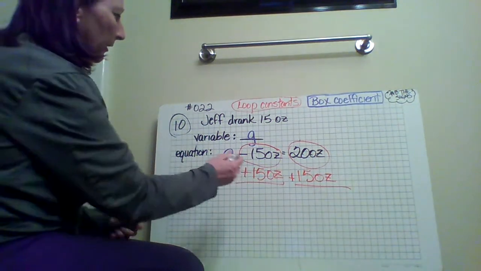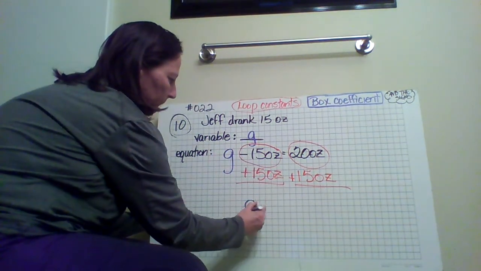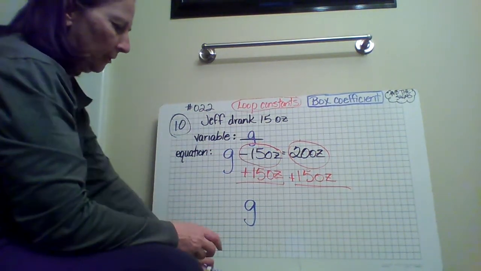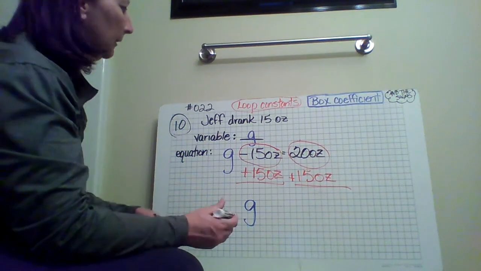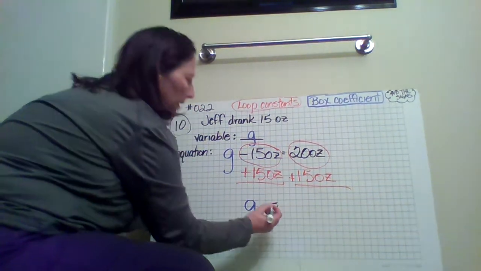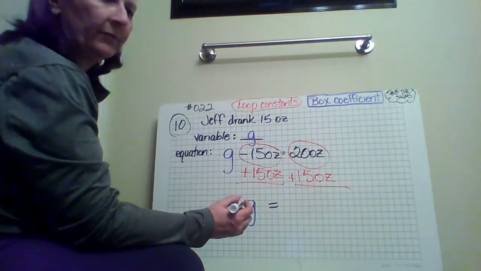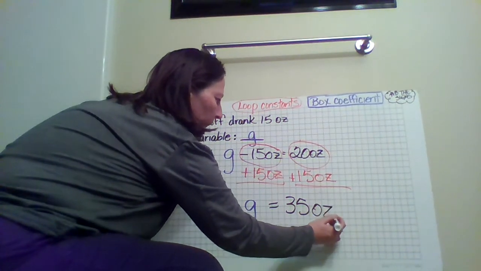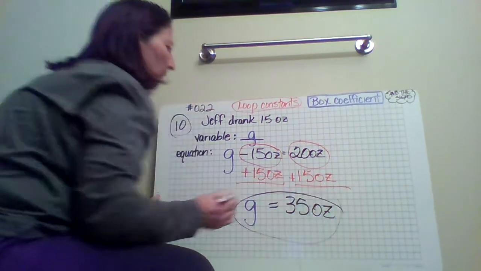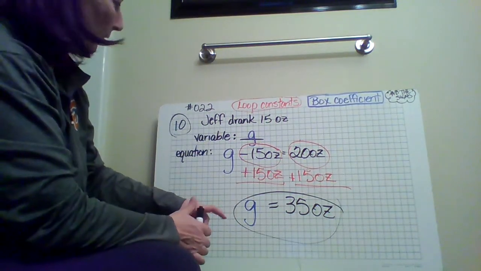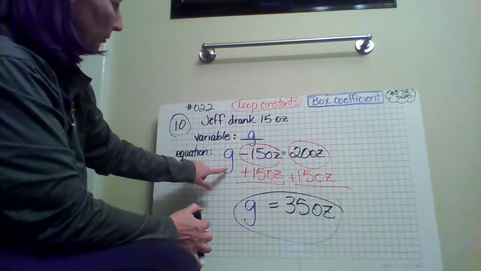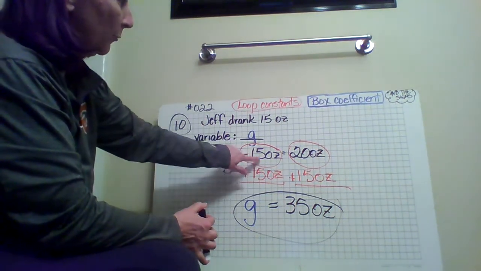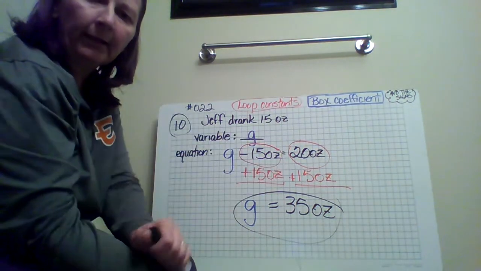That leaves me with G minus 15 plus 15. Those cancel each other out. That's a 0 pair. And so then we are left with 20 ounces plus 15 ounces is 35 ounces. Right? Again, I can check my work by substituting the 35 ounces in for my variable. So 35 take away 15 is 20.